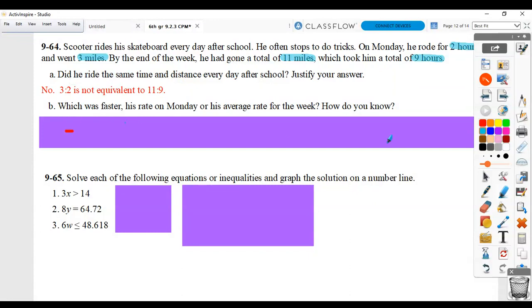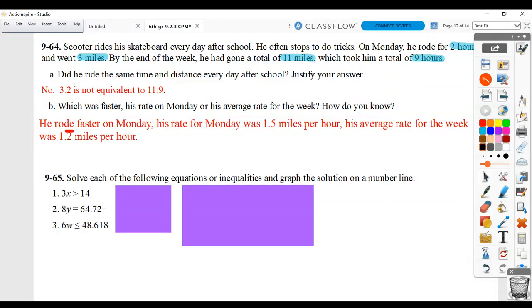You could also find them in other ways, which kind of relates to what they asked for B, which is faster, his rate on Monday or his average rate for the week. We know the way that you find a rate, a unit rate specifically, is to take miles divided by hours. So 3 miles divided by 2 hours means Monday he went 1.5 miles per hour. And then on his average for the week, it'd be 11 miles divided by 9. So 1.2 repeating miles per hour. So 1.5 miles per hour is greater than 1.2 miles per hour. So he rode faster on Monday.